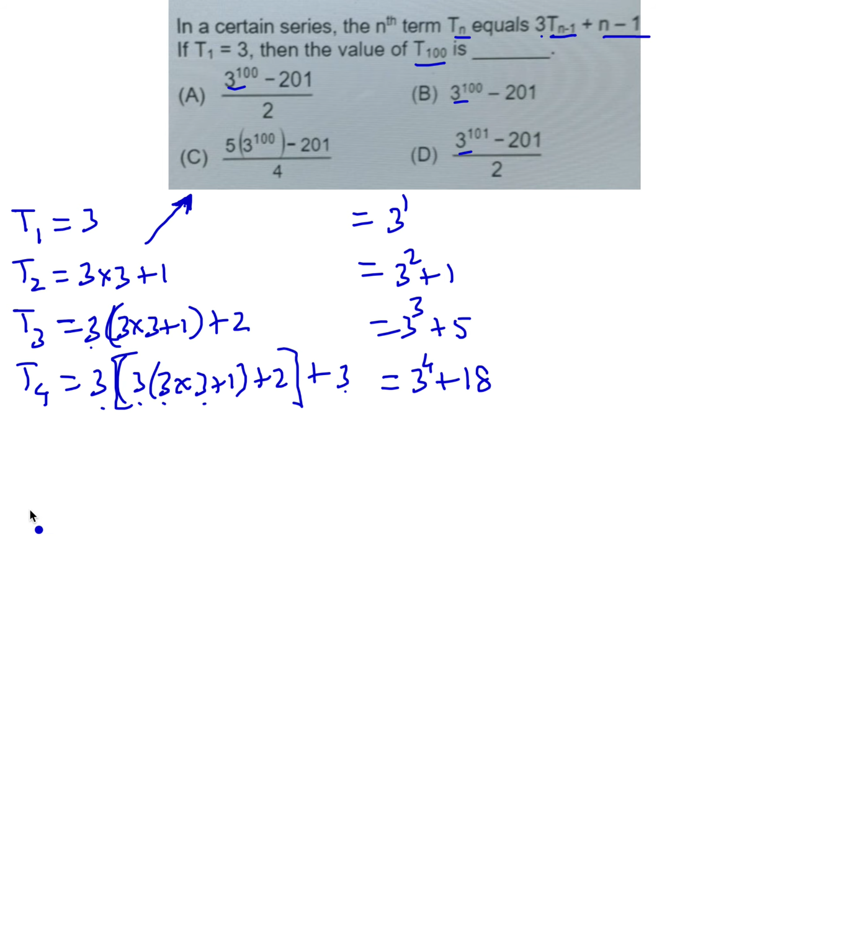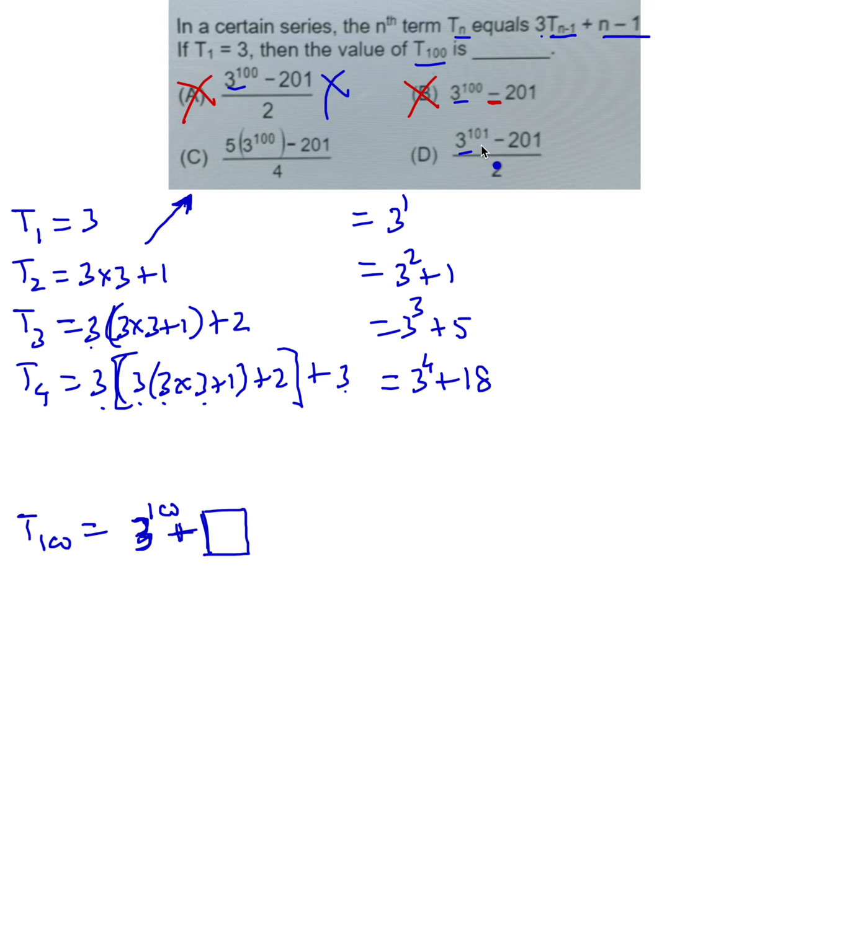By this logic, students, T100 is obviously something like 3 raised to 100 plus a number. Now this number is pretty difficult, but what we can definitely see is that the term is greater than 3 raised to 100. So option A is obviously not my answer because it's a subtraction. This is also a subtraction, less than 3 raised to 100. So B is also not my answer.